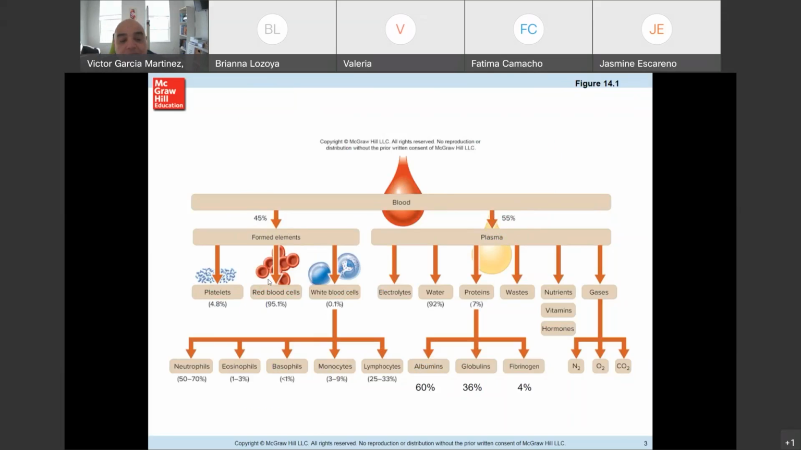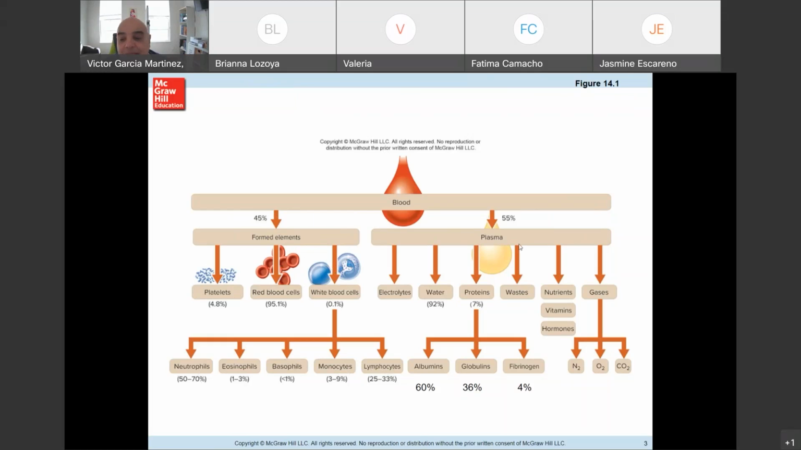Formed elements are red blood cells, which are the most abundant ones, then platelets, and finally white blood cells. Remember, platelets are also called thrombocytes, red blood cells are erythrocytes, and white blood cells are leukocytes. Among the white blood cells, we have neutrophils, which are the most abundant ones, then eosinophils, basophils, monocytes, and lymphocytes.